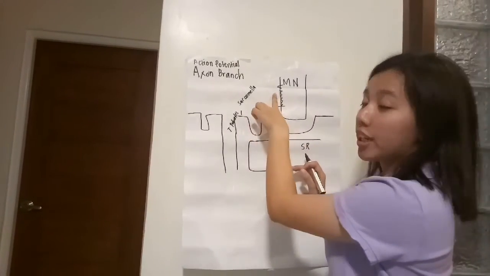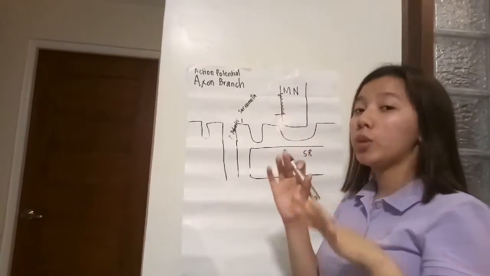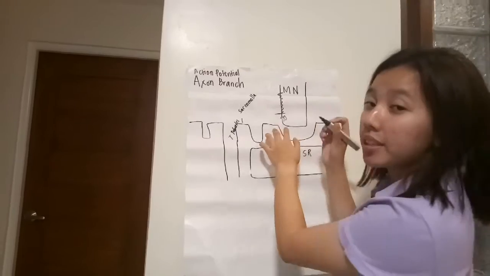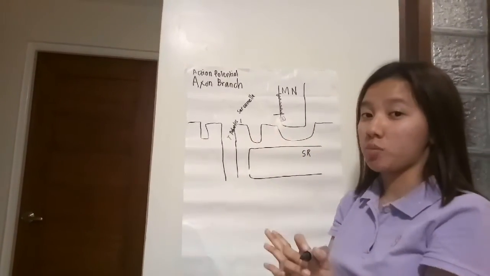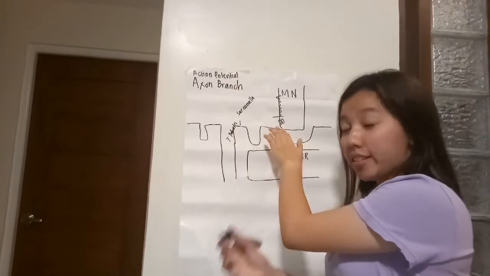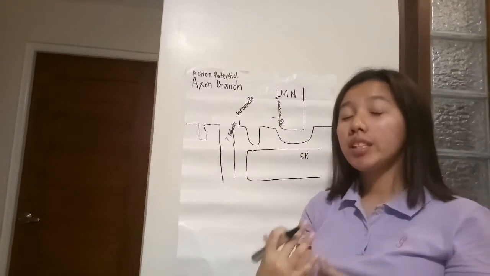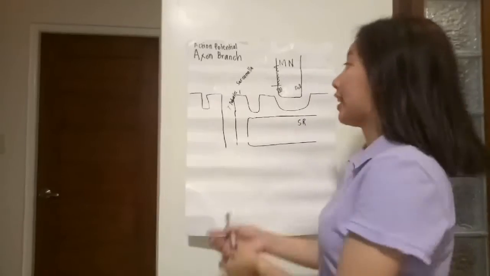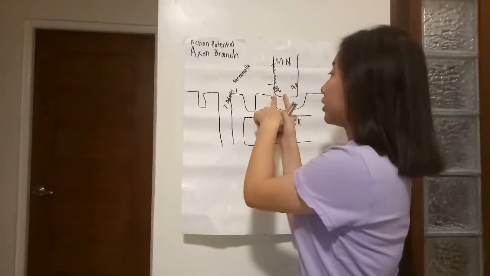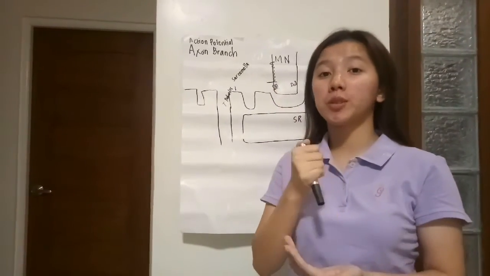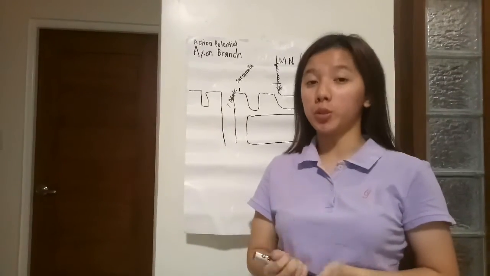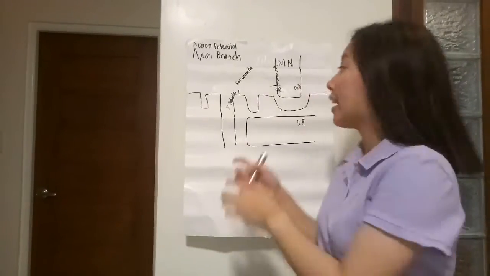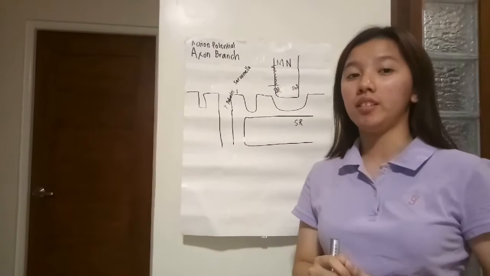So once the action potential reaches the presynaptic terminal, it will then meet a series of voltage-gated calcium channels. What these voltage-gated calcium channels do is release calcium. After the calcium is released, it will then stimulate the exocytosis of vesicles that hold the neurotransmitter. The neurotransmitter inside these vesicles is called ACh, or acetylcholine.